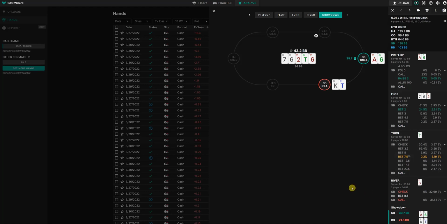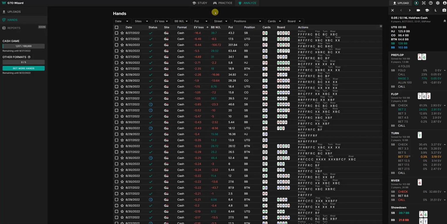So yeah, GTO Wizard's not only good at showing you how you made some mistakes and shoved all in when you shouldn't have, and done horrendous things like that. It also shows you where you missed value. So the EV mistake here was me not betting turn initially, and then also not even betting river or check raising river. Okay, I think that's it. Hope you enjoyed that. That's just highlighting how awesome this hand analyzer is in GTO Wizard.